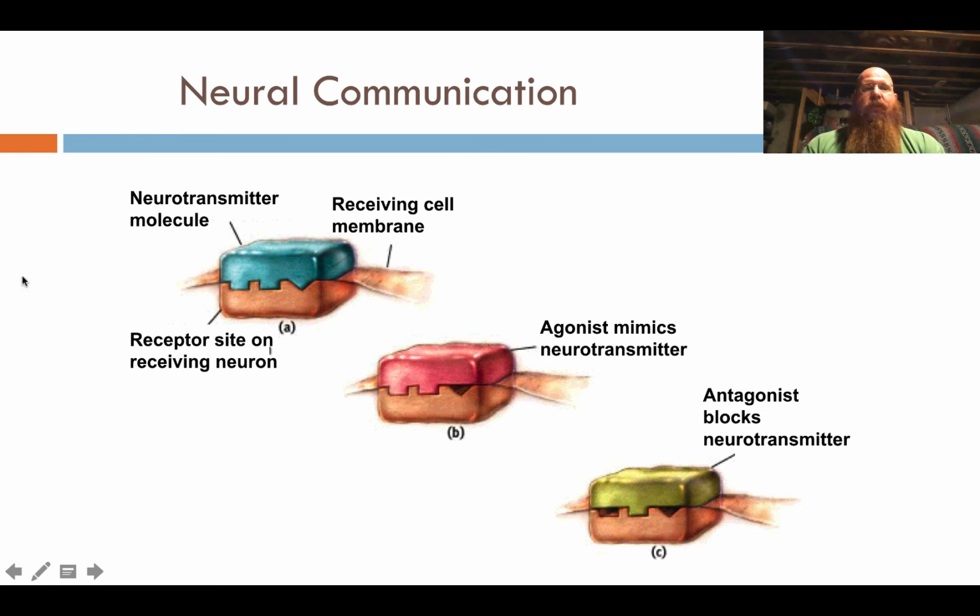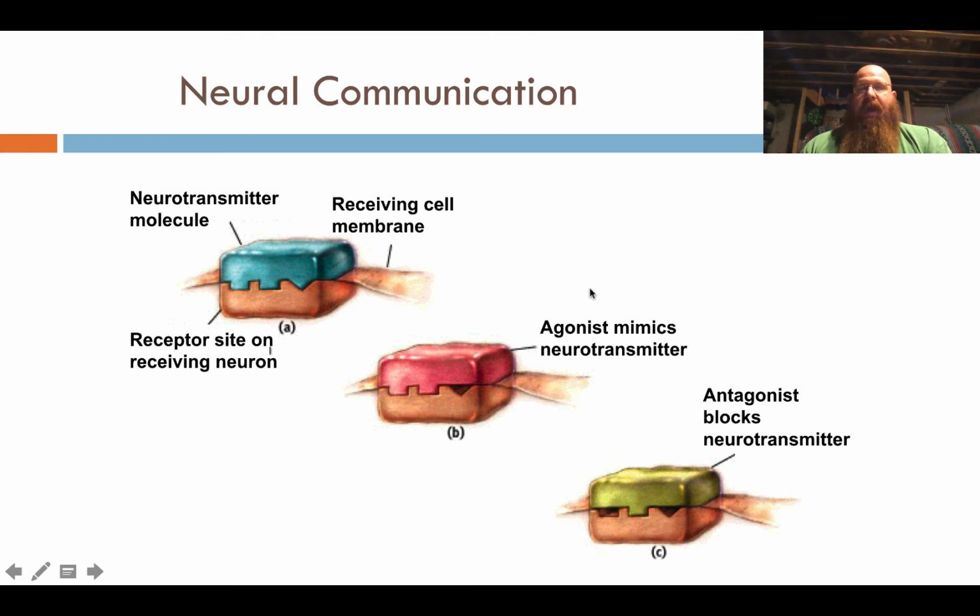And here's how this works when different chemicals sort of mess with your communication. This here is how a neurotransmitter binds to the receptor site on the receiving neuron. So neurotransmitters here, it sent a chemical, and here is the receiving cell. There's a bunch of sites on there. Each neurotransmitter has its own site. Right?